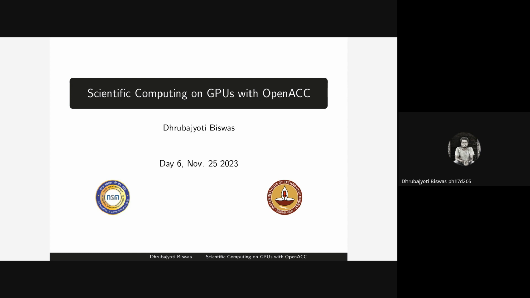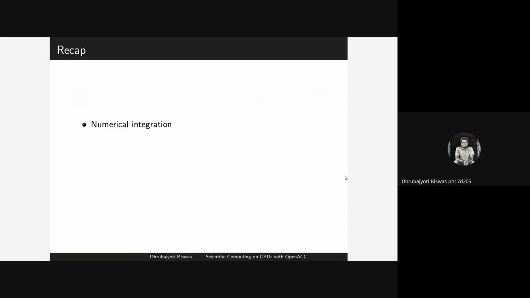So what did we do last day? We did a bit of numerical integration. We did matrix vector operations. We did matrix operations, and we did something solving linear equations with something called successive over relaxation. Today we will look at how we can solve ODEs, and we will see at what point parallelization and GPUs come into play.